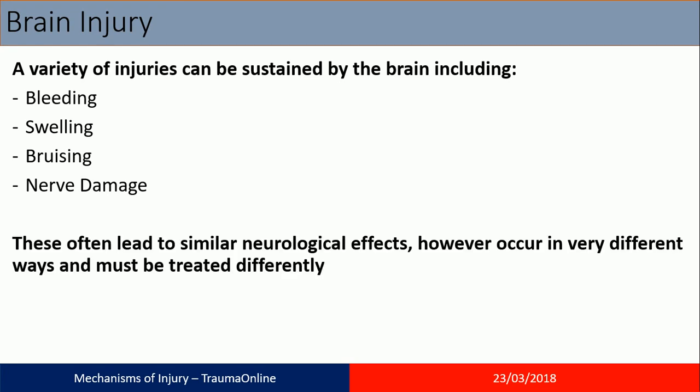So although these might lead to similar neurological effects, because if you have a bleed in one area, it will look similar to nervous damage in one area, which will look similar to that area being compressed because of swelling, you have to work out which one's causing the problem and treat it accordingly.